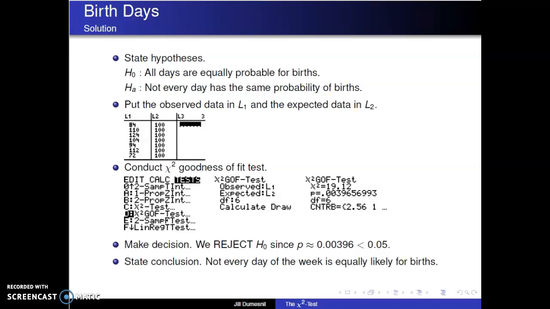We note that the p-value is approximately 0.00396, which is less than 0.05, so again we reject the null hypothesis in favor of the alternate hypothesis. Thus, we can conclude that not every day of the week is equally likely for births.